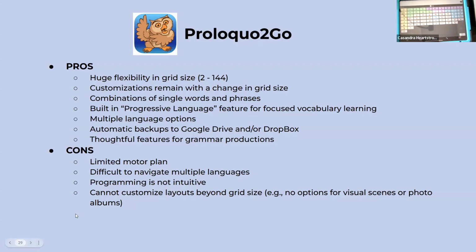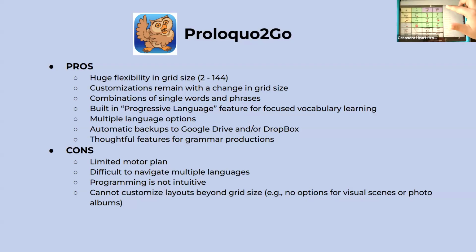Built-in progressive language feature. I think that actually Proloquo2Go does the best job of this. So you notice here how many are on the board, which is quite a lot. I'm actually going to make it a little bit less so you can see better. There we go.